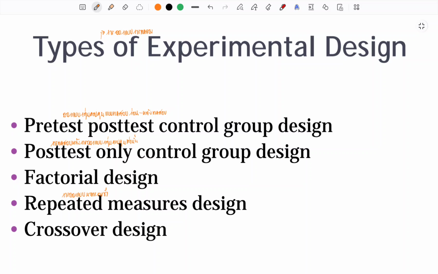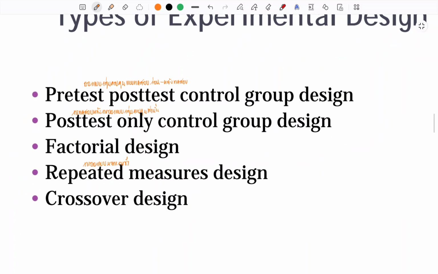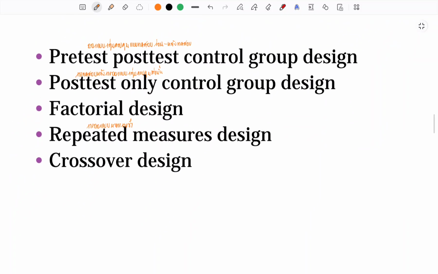Okay. Are any of these designs familiar to you? Are you familiar with factorial design? No? What about repeated measure? Repeated measure design, yes. Okay. What about crossover? Crossover between limbs. Okay. All right. Let's take a look.